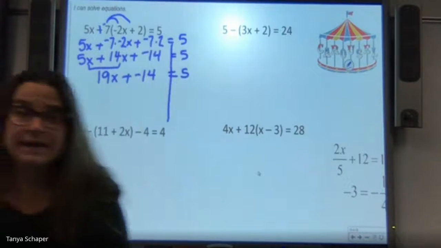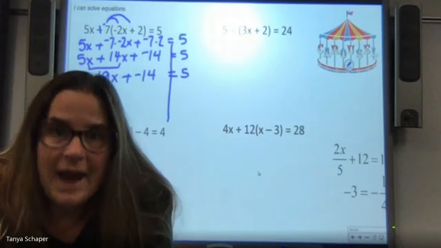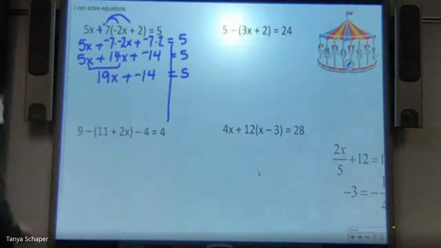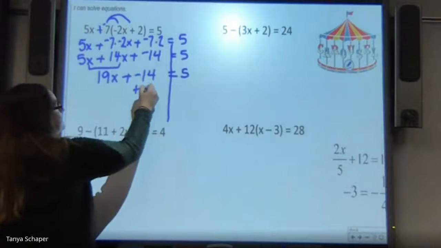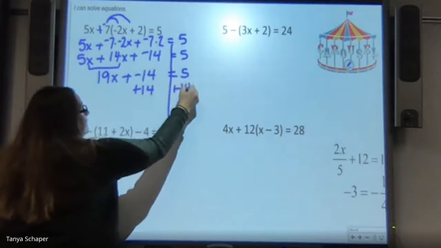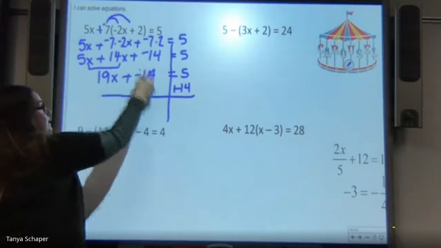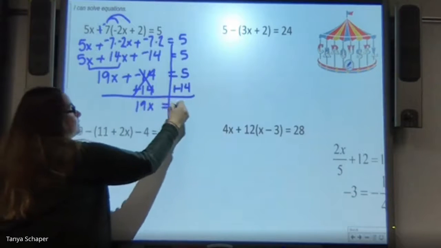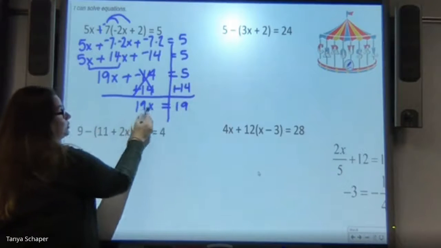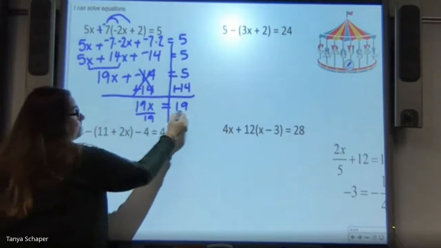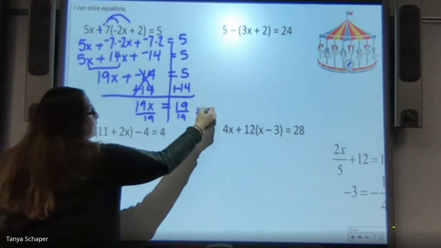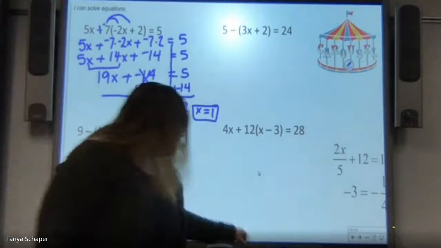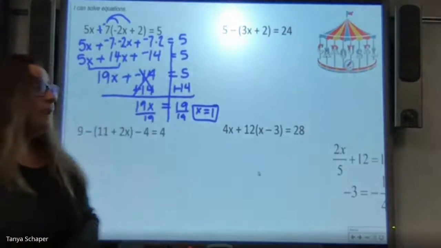Now that the left side is completely simplified, I can work on getting variables on one side, numbers on the other. So I'm going to add 14 to both sides because the inverse of -14 is 14. So I have 19x equals 19. Undo multiplication by division. X equals 1.